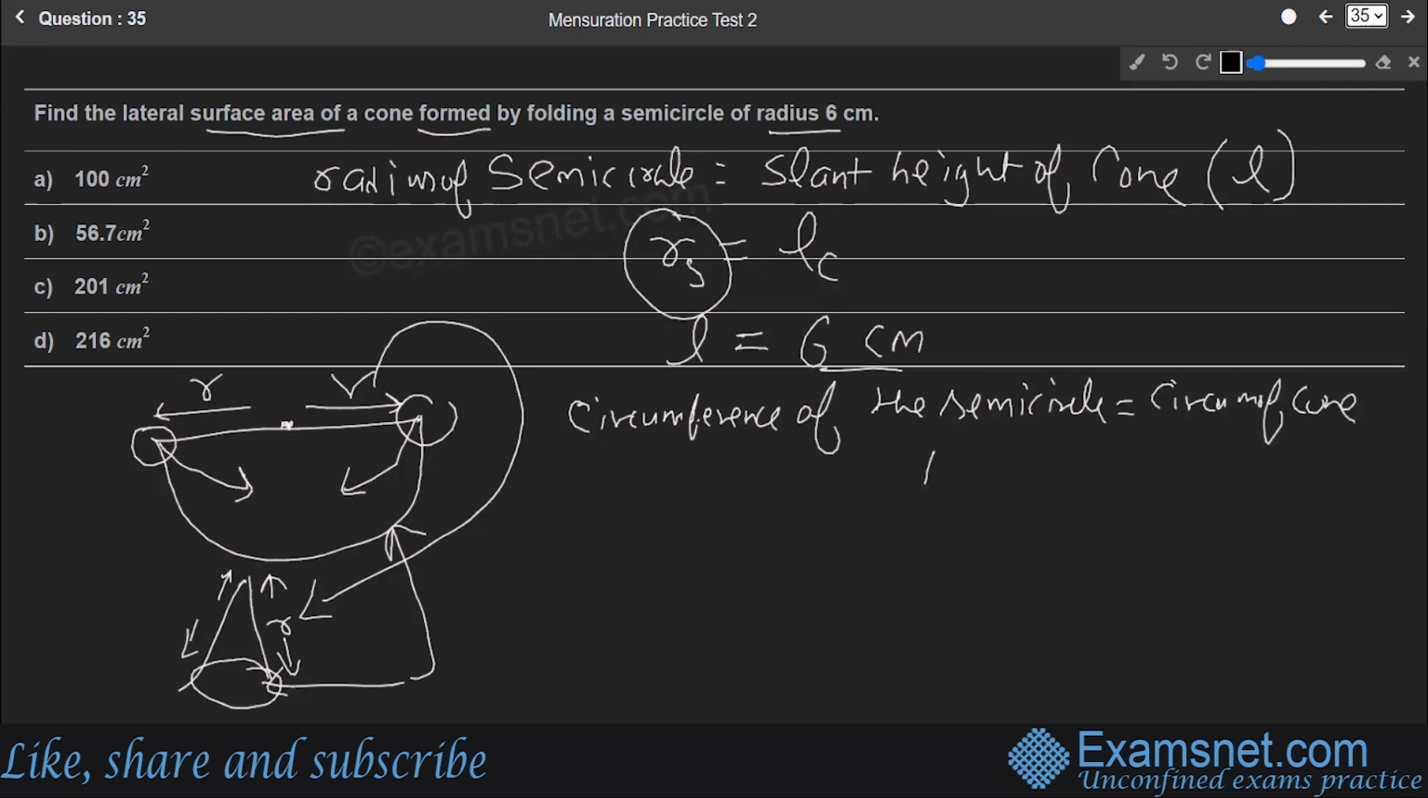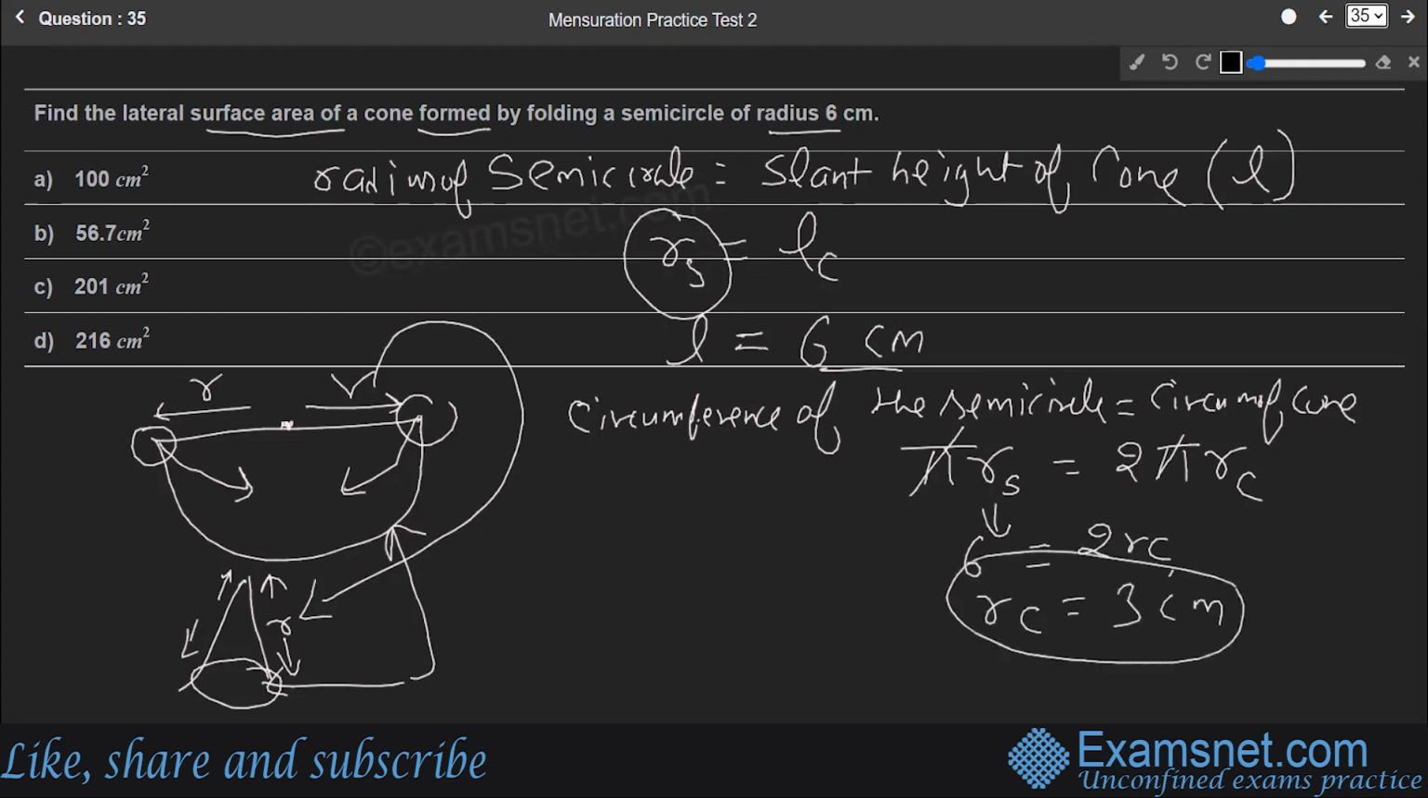So the circumference of the semicircle is given by pi r s. The circumference of the base of the cone is a full circle, so it is given by 2 pi r c. So we can find some value. Pi can be cut by pi. Rs value is already given as 6. So 6 is equal to 2 rc, which gives the radius of the cone as 3 centimeter.